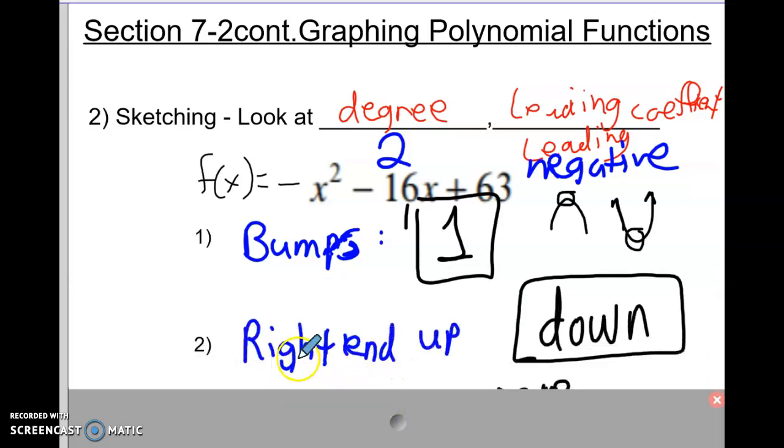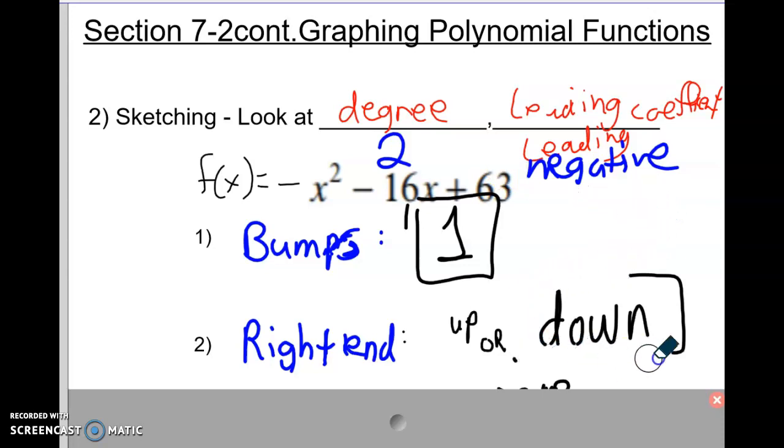Second thing you need to look at, right end. Does the right end of your graph go up or does it go down? So you have to make a decision. Is your graph going to go up or down? The way you determine whether it goes up or down, and I've already circled down, the reason why I circled down here is because look at the equation. F of x equals negative x squared minus 16x plus 63. The leading coefficient is negative. So if the leading coefficient is negative, you go down.